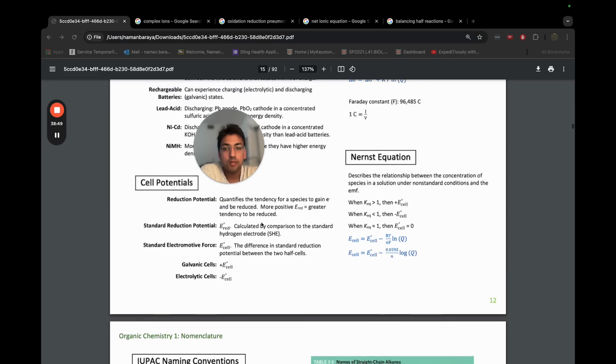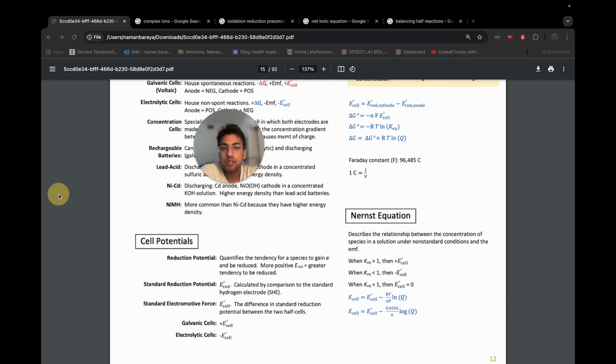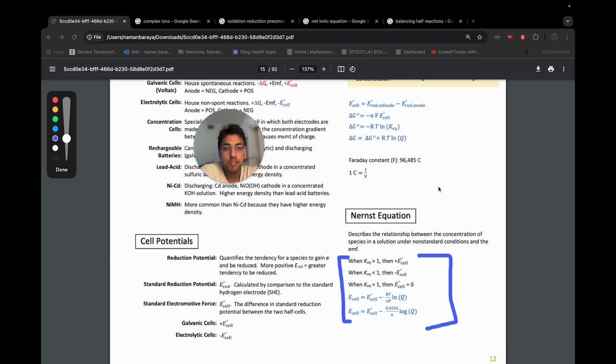Finally, we're on the Nernst equation. The Nernst equation is just describing this relationship over here, and this should make sense if you understand the relationship between delta G and K, like we talked about before. It's describing the same relationship. So if you understand the relationship between delta G and E, then you should understand the relationship between K, Q, and E. If K or Q is greater than 1, then we should have a positive E. If K or Q is less than 1, we should have a negative E. And if it's equal to 1, then E should be 0.